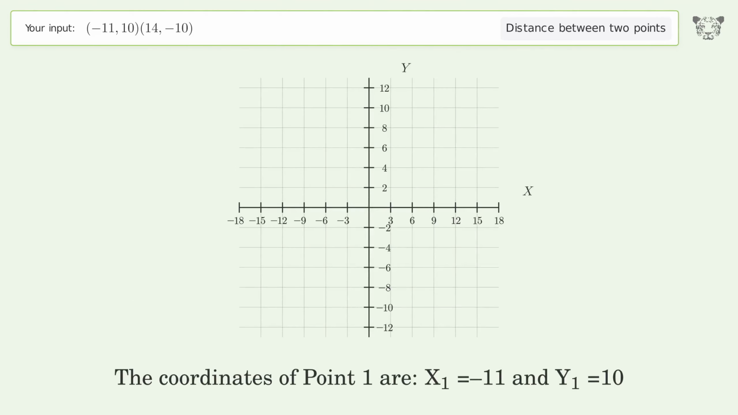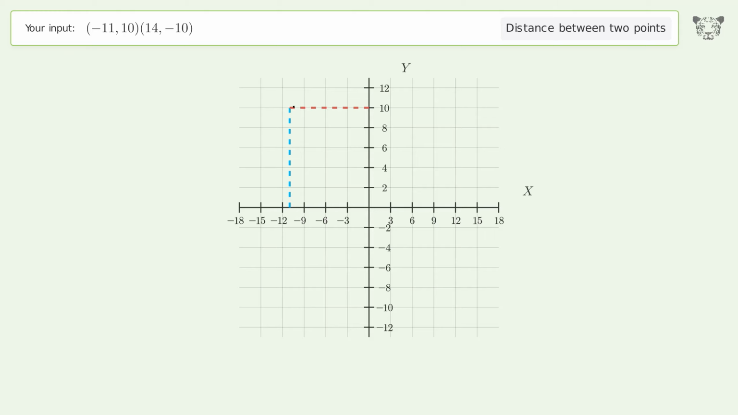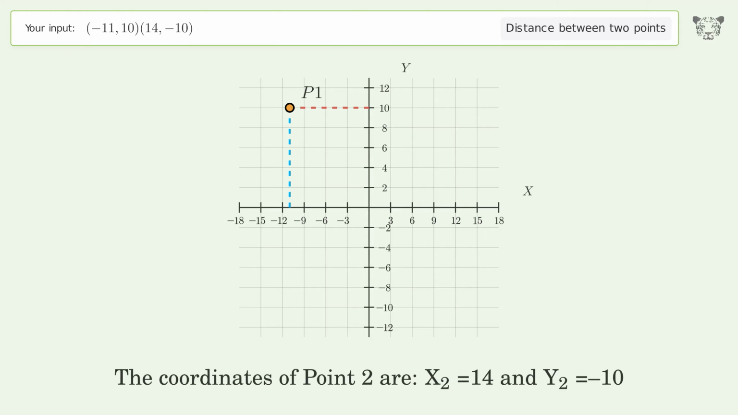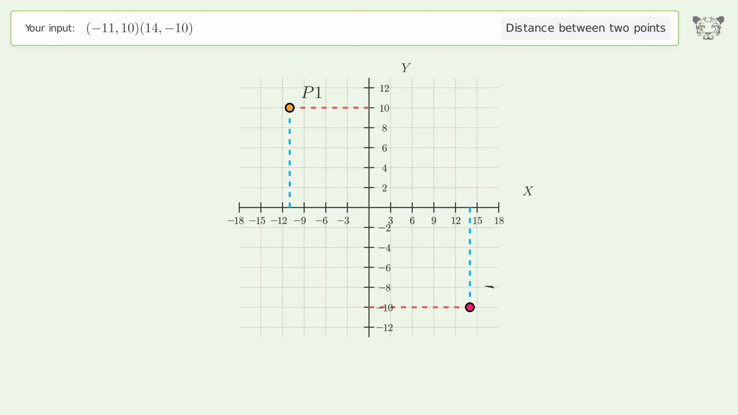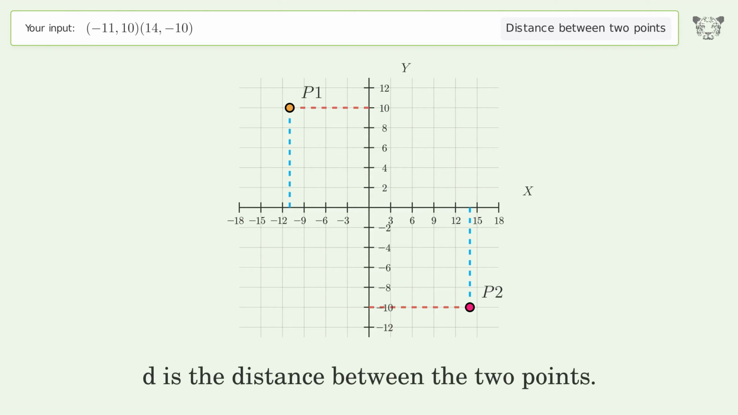The coordinates of point 1 are x1 equals -11 and y1 equals 10. The coordinates of point 2 are x2 equals 14 and y2 equals -10. D is the distance between the 2 points.